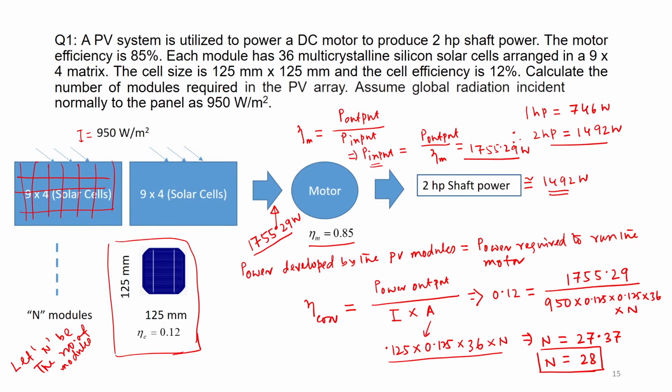So, this problem is very practical. What we have investigated is that in order to generate 2 HP shaft power, we need about 28 PV modules. If the cell size is 125 by 125 mm, its conversion efficiency is 12%, and the module constitutes 36 cells, then we require 28 PV modules to generate 2 HP shaft power. Okay.